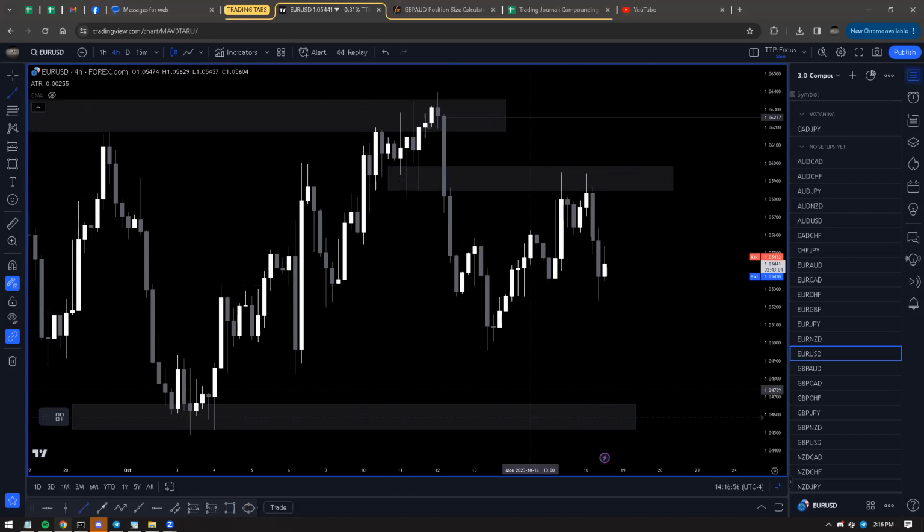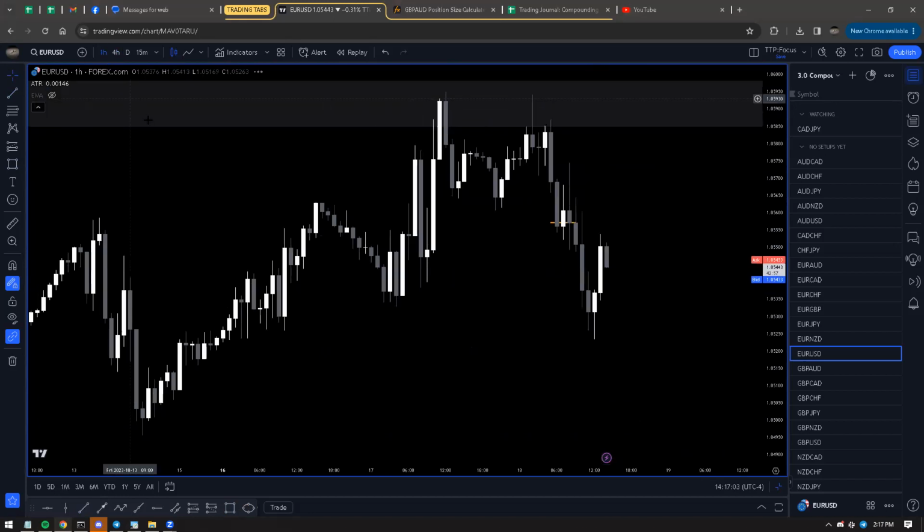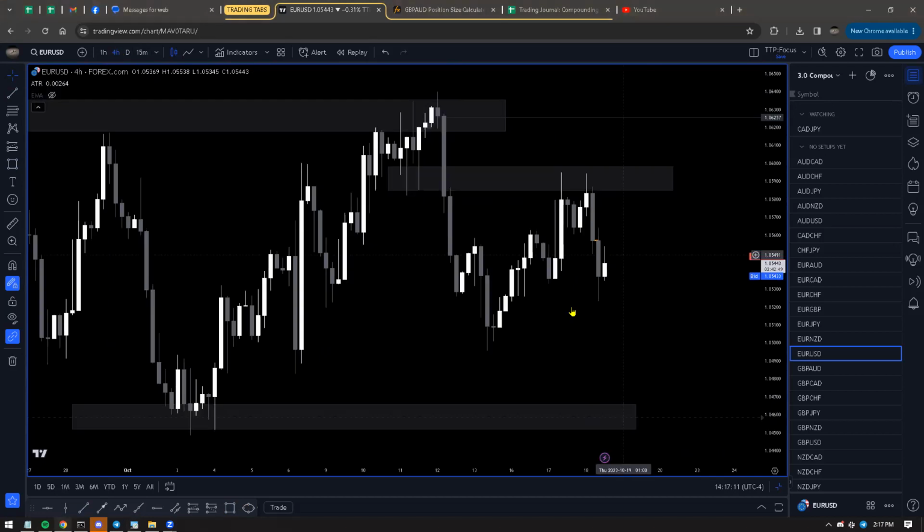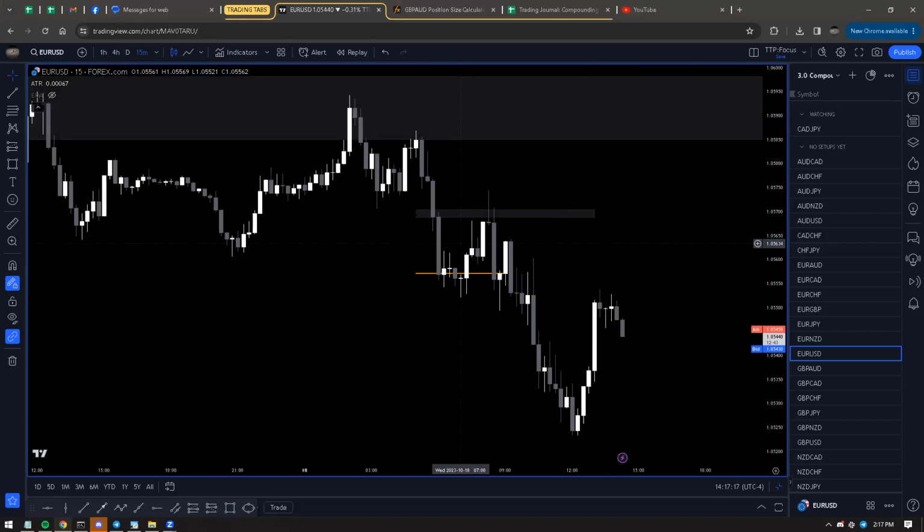I could have, should have, would have used this 9 a.m. candle if I was actually thinking about it and participating in the markets around that time. Could have used this 4-hour candle here. I have the open and the close right there, and then we go down to 15 minutes. So we have a nice area here.